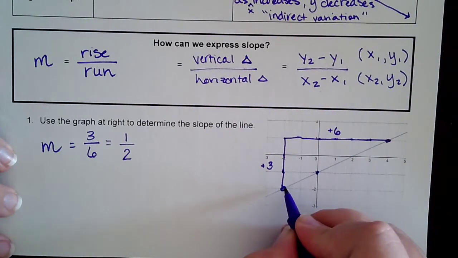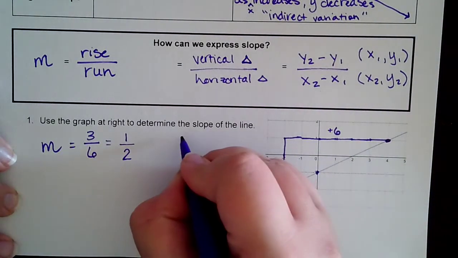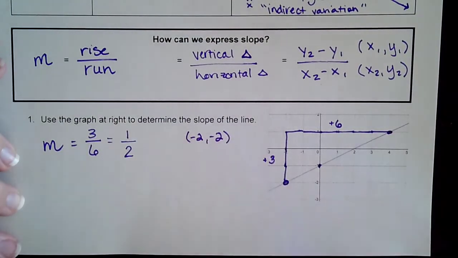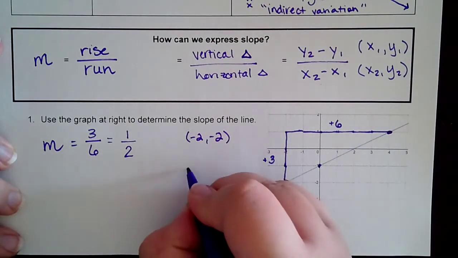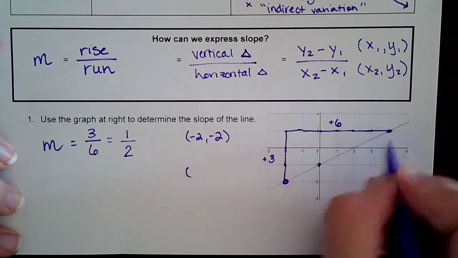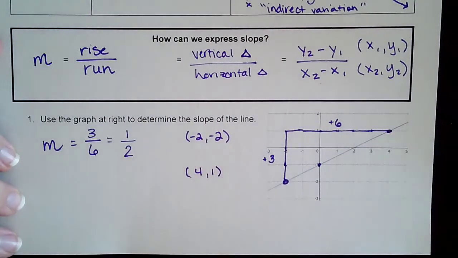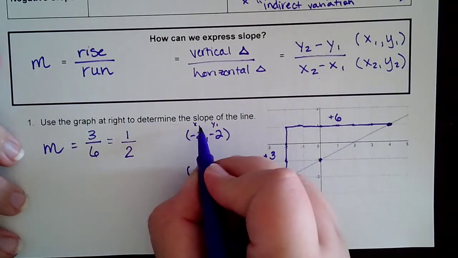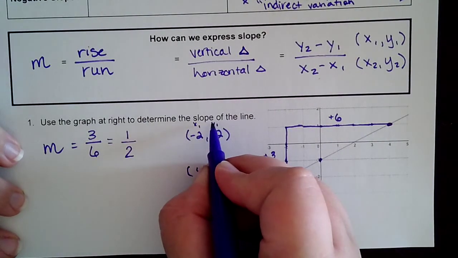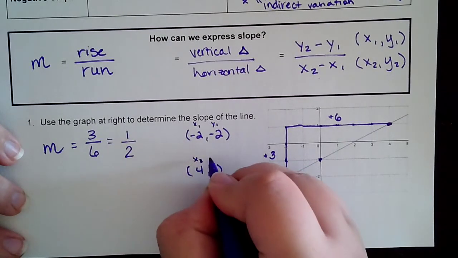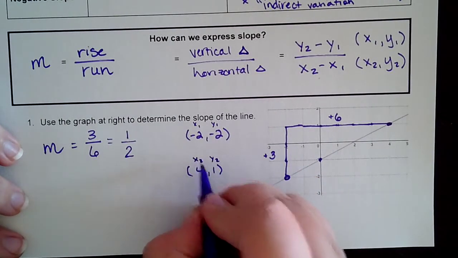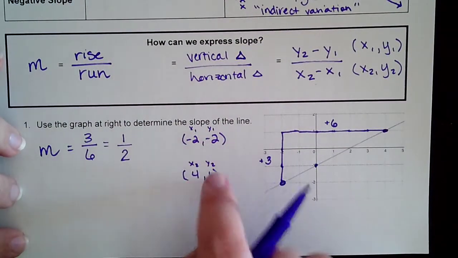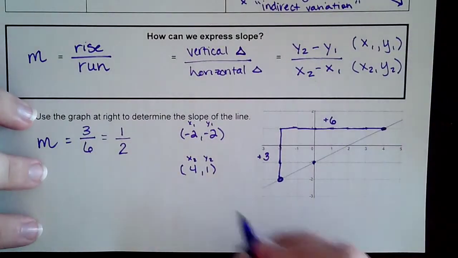So if I find my 2 points, this one's at -2, -2. I'll put those over here. -2, -2. That would be my first point. My second point would be 4, 1. So now that I have my coordinates, I have my x1 and my y1 because that is my first x coordinate and my first y coordinate. And then I have my x2 and my y2, my second x coordinate, my second y coordinate. Now that I have those all lined up, I can put it into this formula.